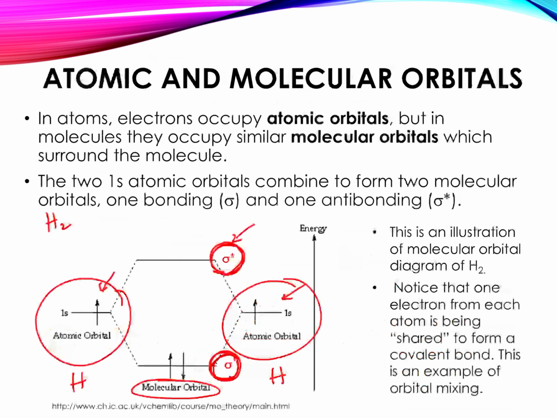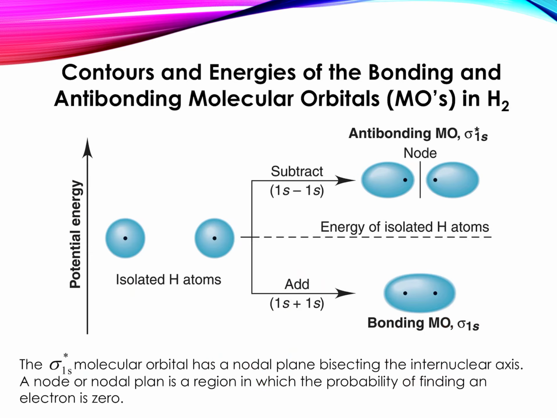So when we are looking at hydrogen, hydrogen has 2 electrons in that bonding molecular orbital, the sigma 1s, and no electrons in the sigma star 1s. So we're going to form our bond because we have electrons here, but not up here. And this will lead us to be able to calculate bond order soon.